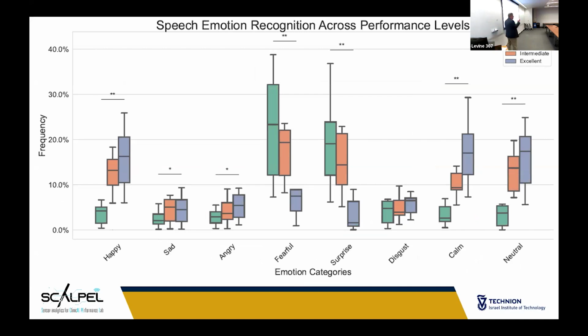Speech means the audio signal, not what they're actually saying, but their pitch and how they speak. And again, we see the same trends: the better groups are happier, calmer and more neutral, whereas in the poor groups you see things like fearful and surprised. So this is a new domain for us, but it could show different things.